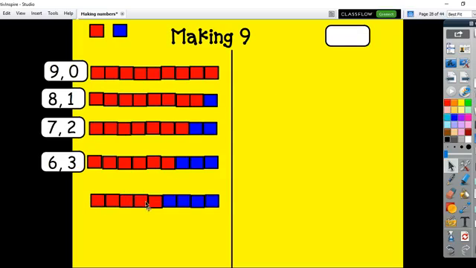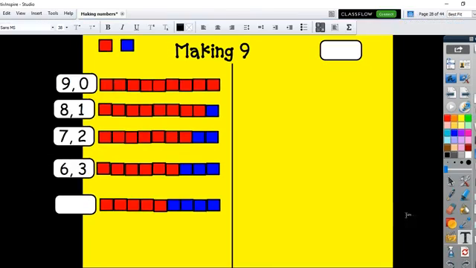All right. So quickly, I can kind of look and see. I see 5 squares. 1, 2, 3, 4, 5. I know I've got 4 blue. So my 2 parts there would be 5 and 4. 5 red and 4 blue. Those are my parts of the number 9.